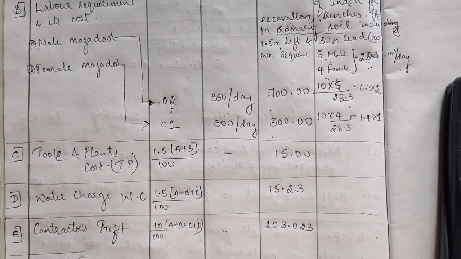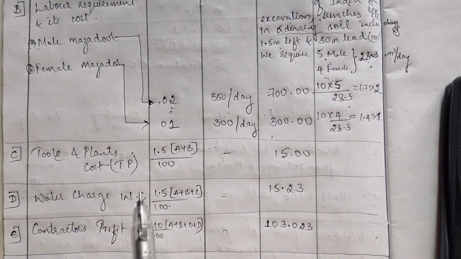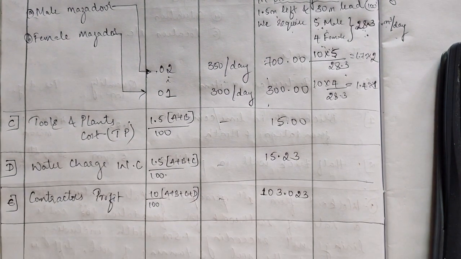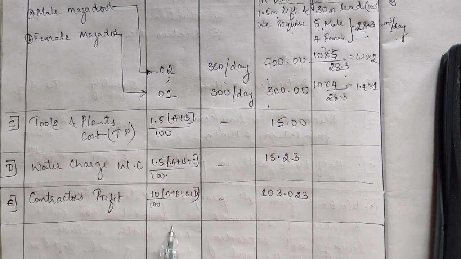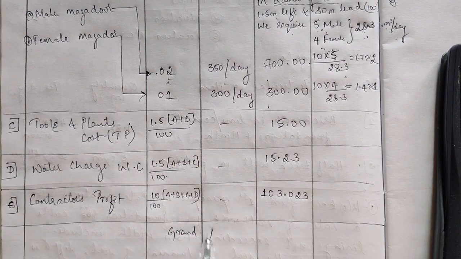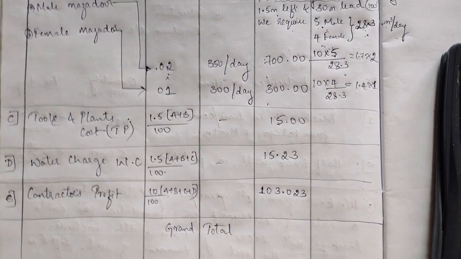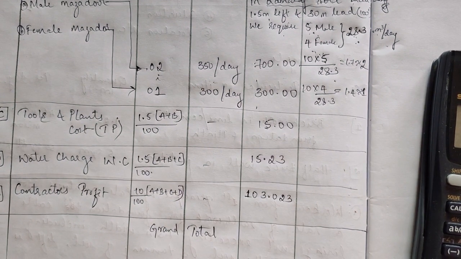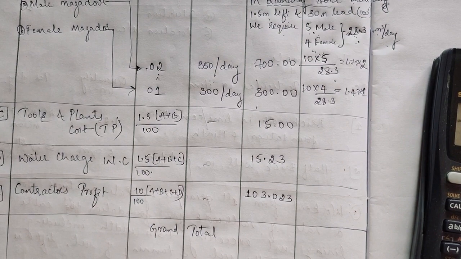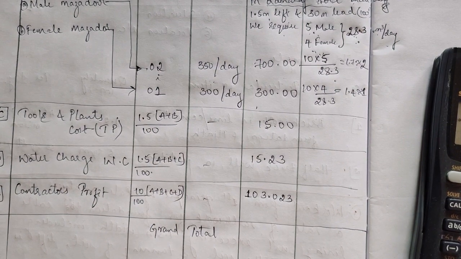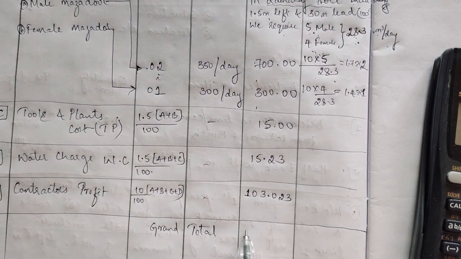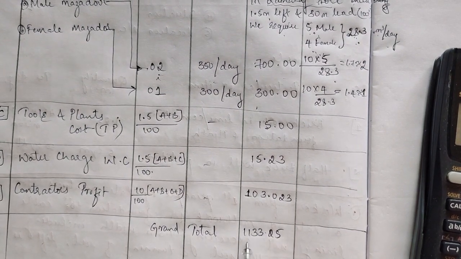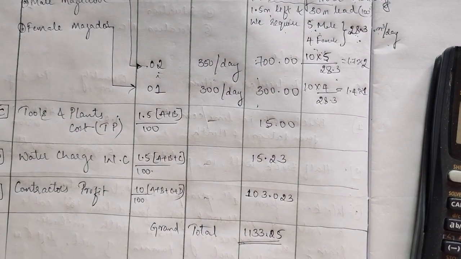Okay. So after this, I got all A, B, C, D, E. Now I'll take the grand total of this one. So 1000 plus 15 plus 15.23 plus 103.023. It will fetch me 1133.25. So this is the grand total.